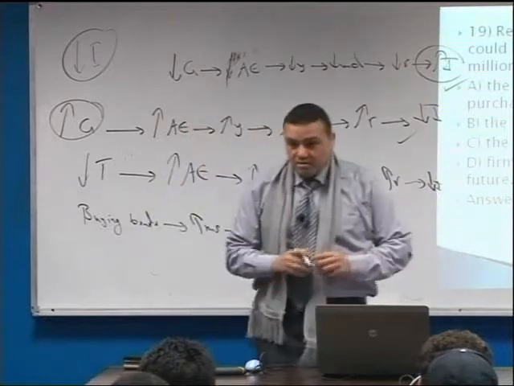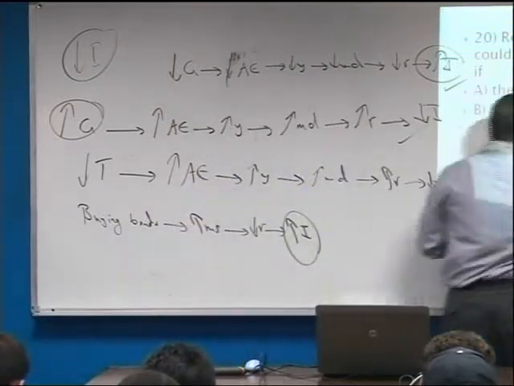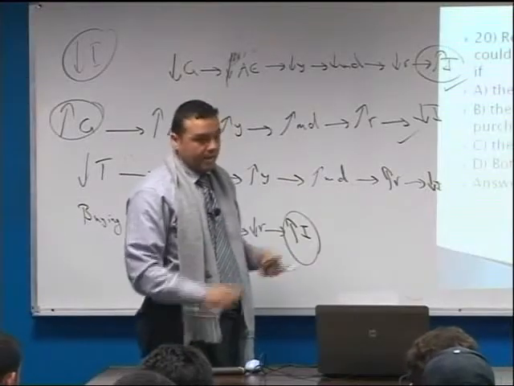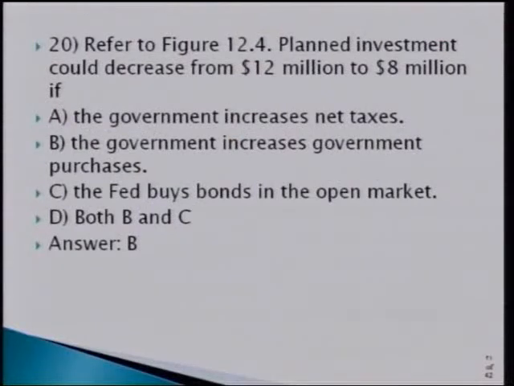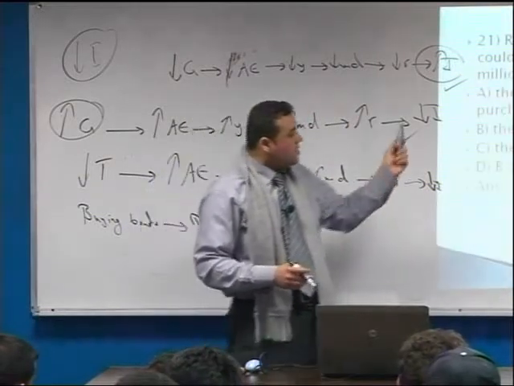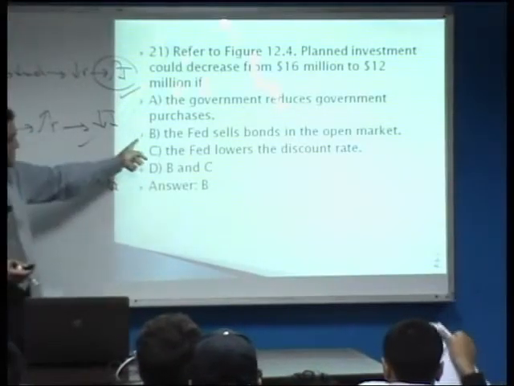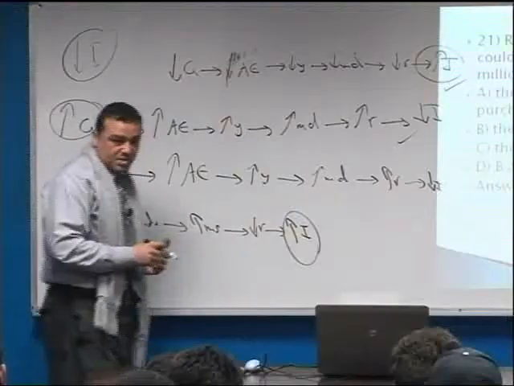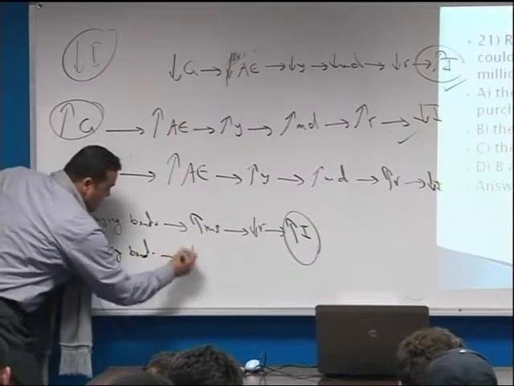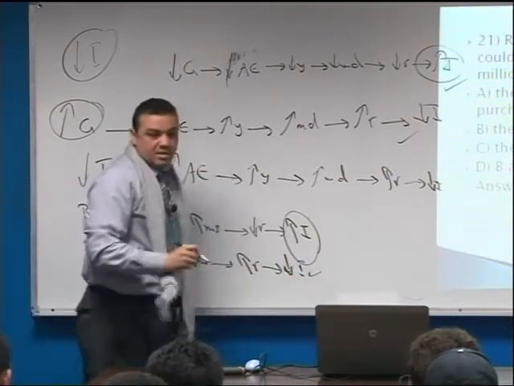If I assume a certain analysis, is it correct or not? Okay, let's say another. The planned investment could decrease from 12 to $8 million if, of course, we have answer B. Let's try it: increase the government purchases. We saw the same, yes. Then we have a decrease in planned investment from 16 billion to 12 million if the Fed sells bonds. Let's see: selling bonds, decreasing the money supply, increase R, decrease I. So it should be the correct answer.